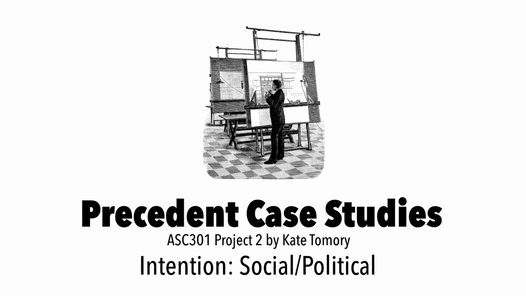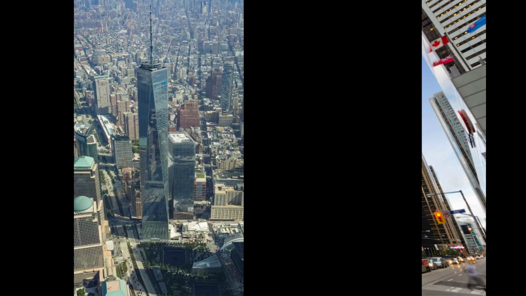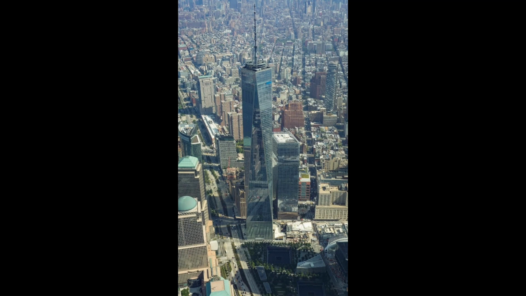All successful architecture has a social and/or political intent behind it, especially in large, world-class projects. In this video, I will discuss, compare, and contrast those intentions behind Mies van der Rohe's Toronto Dominion Center and David Childs' One World Trade Center, or Freedom Tower.